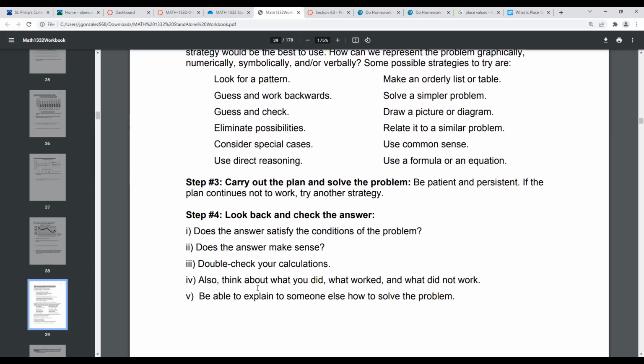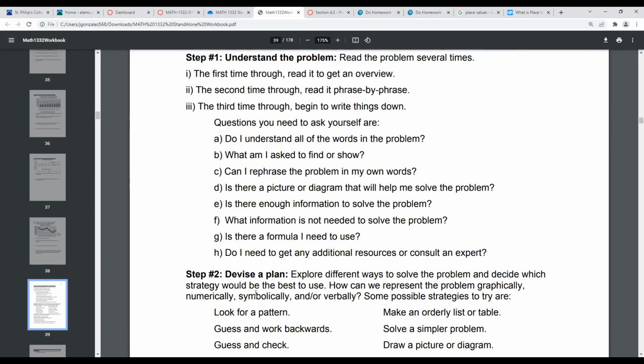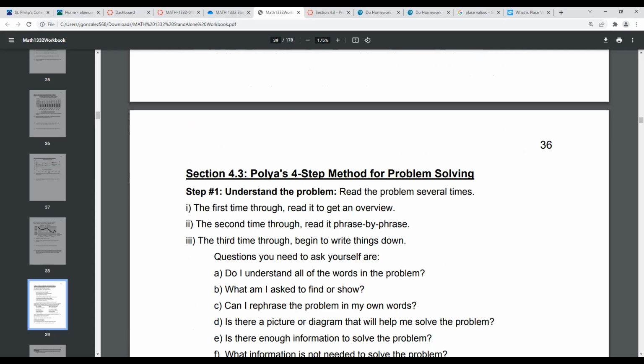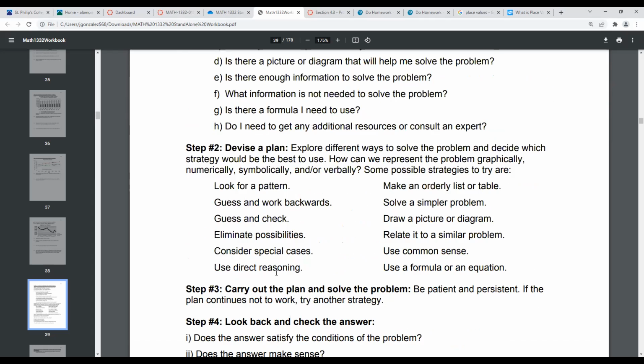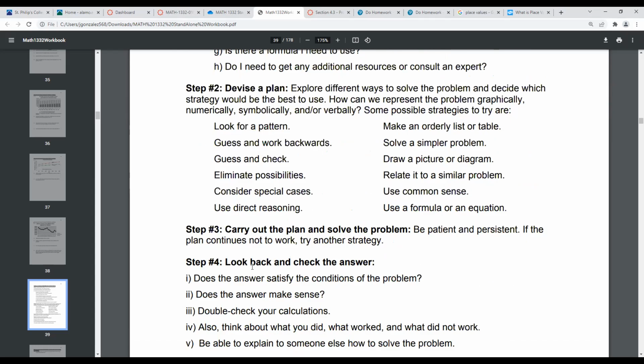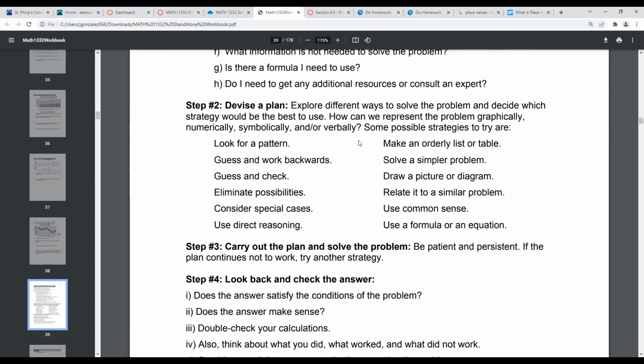The question might be simple, but this problem solving method is very famous. It's called Polya's 4-step method. So please look at it. Let's see here. Step 2, look for patterns.